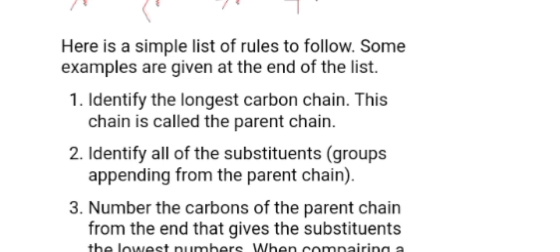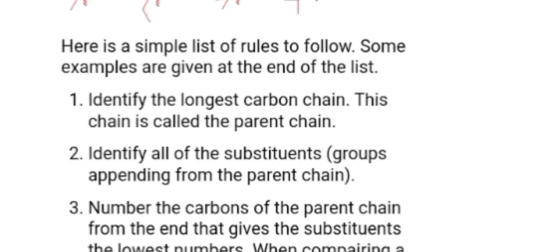Now the first rule is for you to identify the longest continuous chain. That is the longest carbon chain there, and that will be the parent chain. Parent chain means the one that will be the main name of that compound, because we are going to have so many substituents inside. So all those substituents, we just call them out, then before we give our main name.